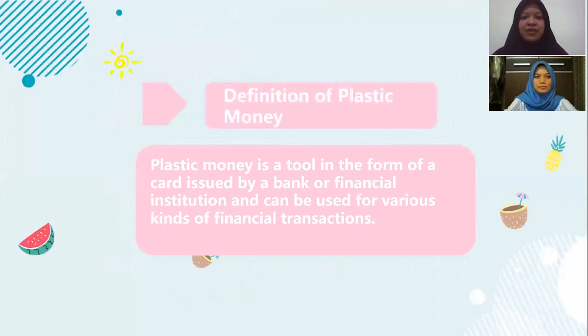The first material will be explained by me. Definition of plastic money. Plastic money is a tool in the form of a card issued by a bank or financial institution and can be used for various kinds of financial transactions. These financial transactions are carried out by card holders issued by the financial institution concerned, where the use of the card is related to and in the account of the card owner, both own funds as well as funds originating from credit received by the card owner.